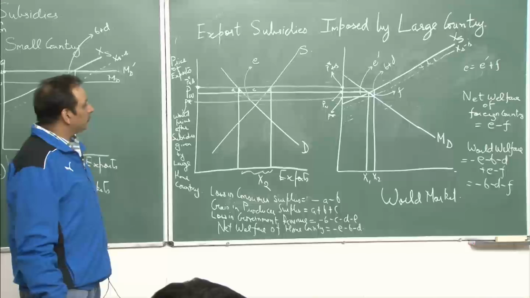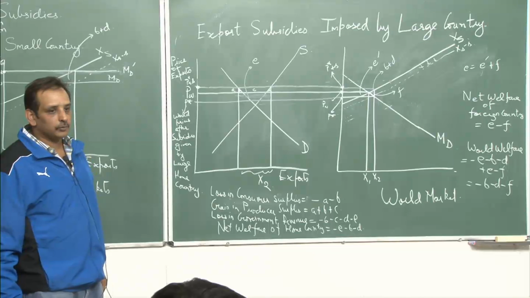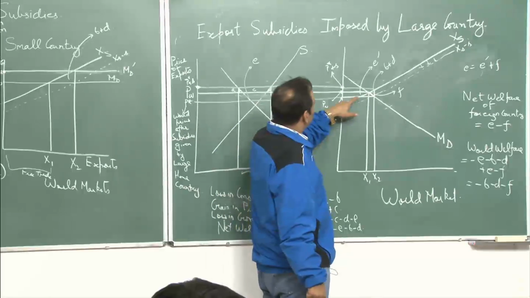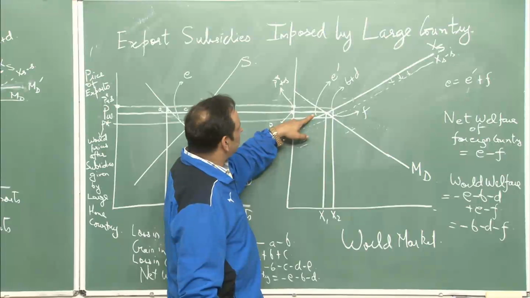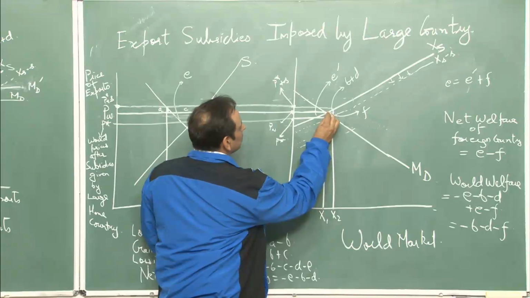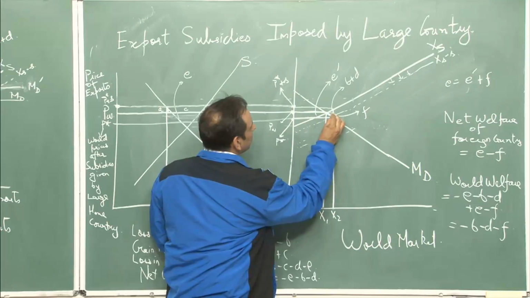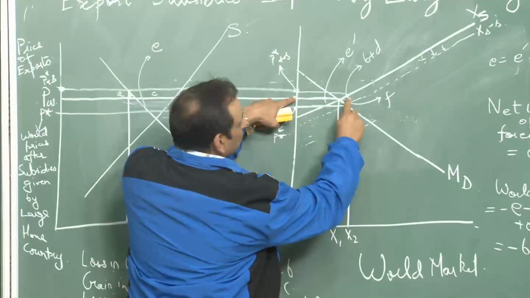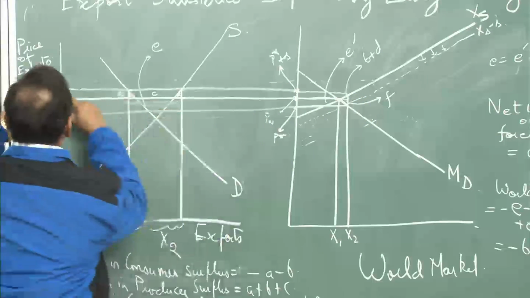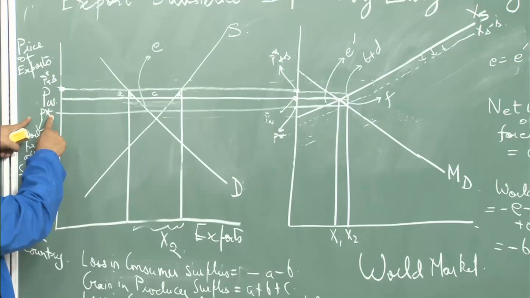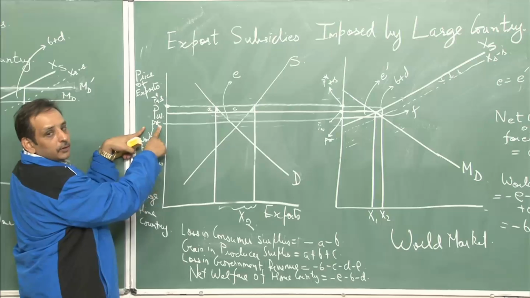What about the people who are buying products from you? Because the world prices go down, there is a loss which is this entire area. Do you see this rectangle? This rectangle is because now the world prices are lower, PW instead of P star, right? These are the world prices which prevail.